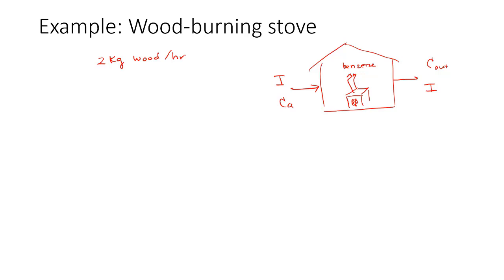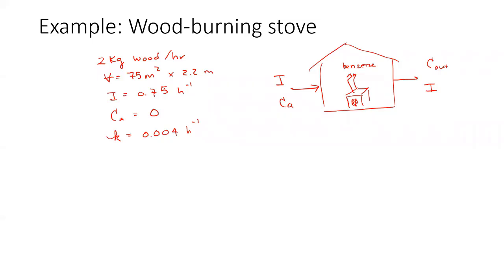We're going to assume that that use of wood is just constant. The volume is 75 square meters by 2.2 meters. I is equal to 0.75 air changes per hour, so that's inverse hours. We're told that the ambient concentration entering the cabin is 0. And we're told that benzene decays at a rate of 4 times 10 to the minus 3 inverse hours.